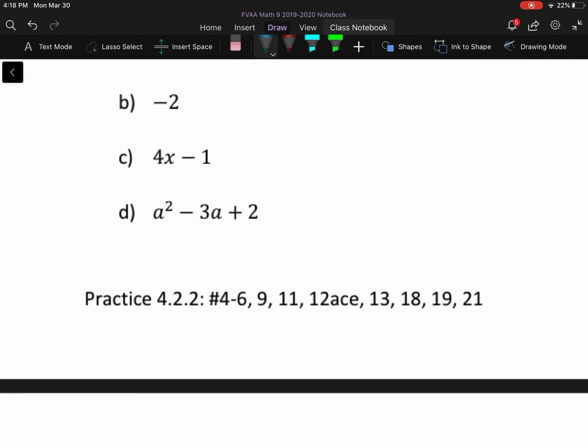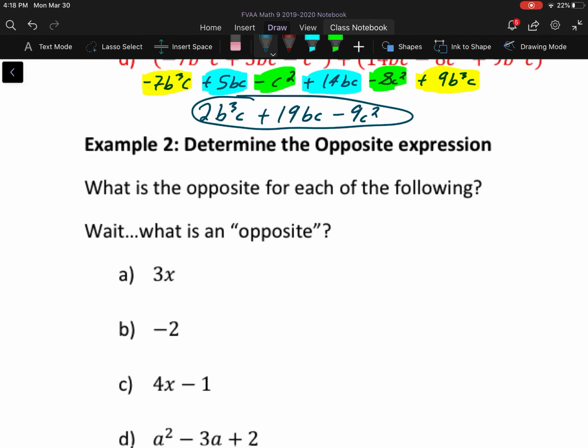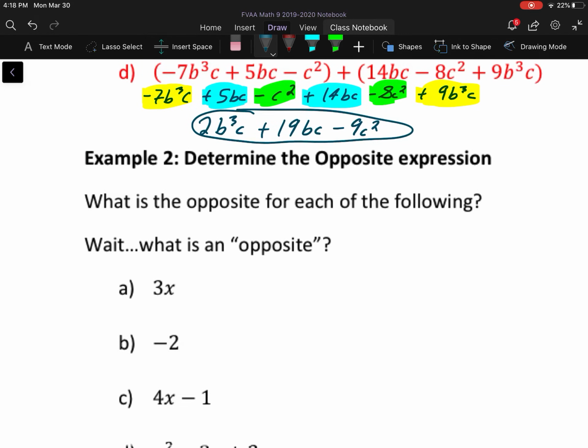So before we jump into subtracting polynomials, first we're going to do a little exercise that'll help us better understand what exactly we're doing when we're subtracting polynomials. So first we're going to ask this question of to determine opposite expressions. What is the opposite for each of the following? What does it mathematically mean when we say that a number is opposite another number?